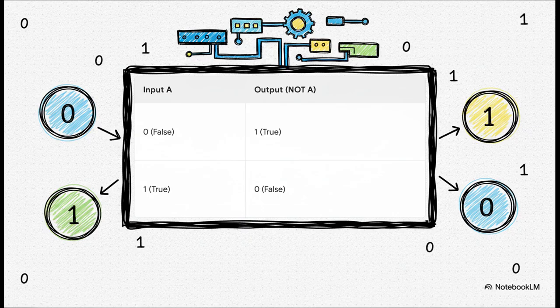You give it a 0, which is false. It spits out a 1, which is true. You give it a 1, you get back a 0. That's it. It just inverts the input.